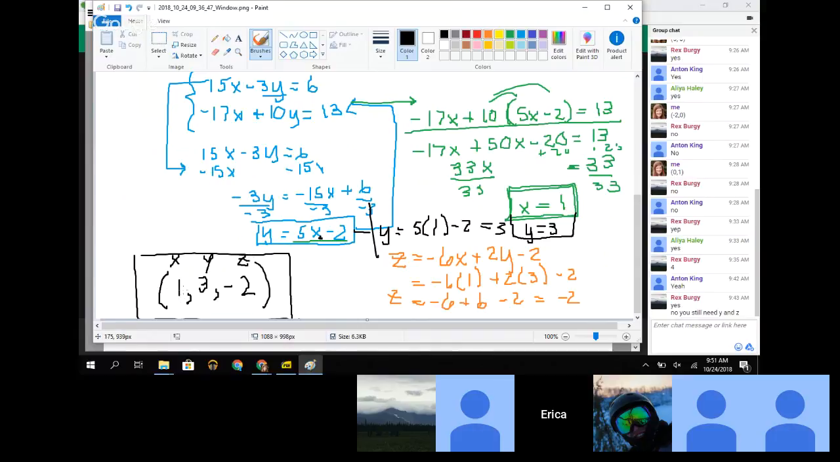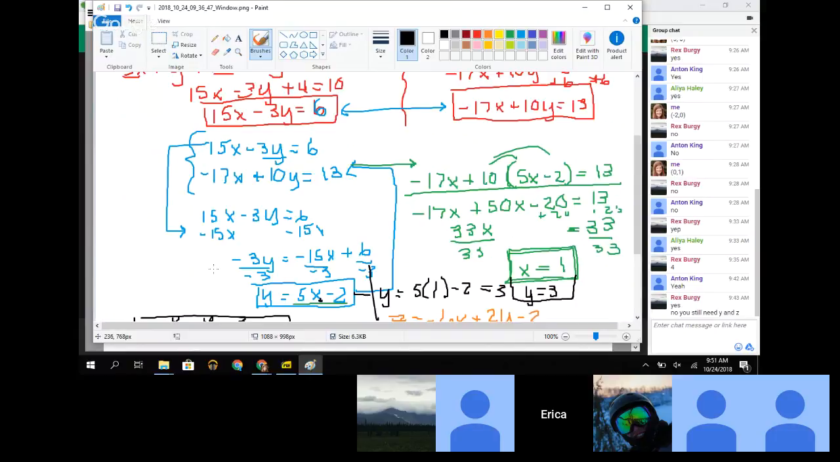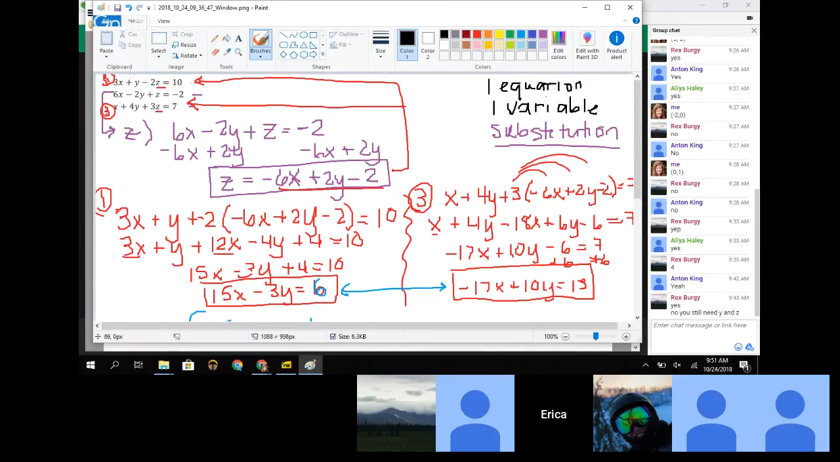So what this means is if I go all the way back up to the top with this equation, and I put in x equals 1, y equals 3, and z equals negative 2, and I put that into all 3 of these equations, this equation would be true, this equation would be true, and this equation would be true. Okay? So that's what you're ultimately trying to do. You're trying to find when all three equations are true. There's just like a lot of math to get through to get there, right?